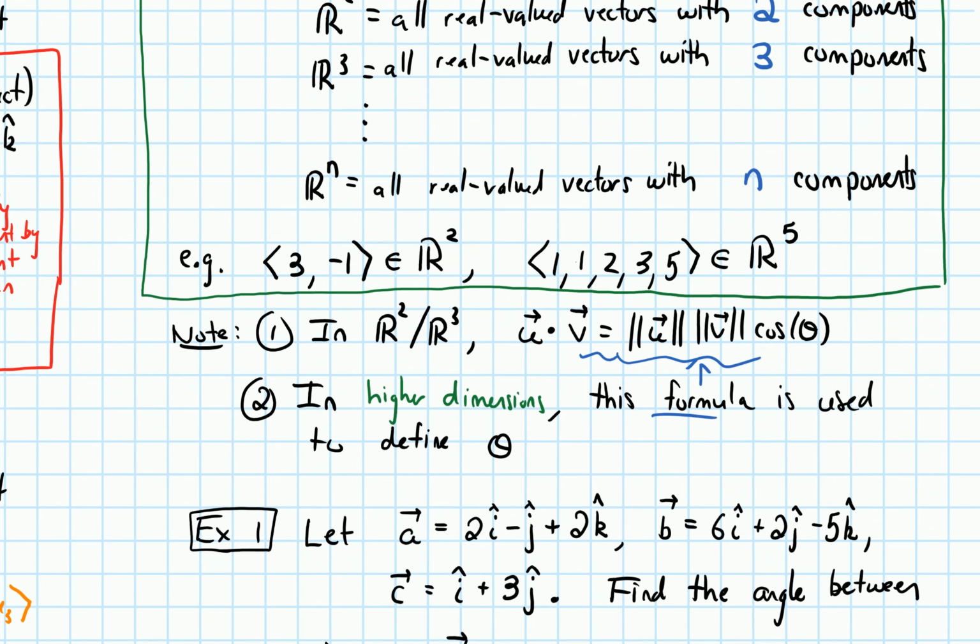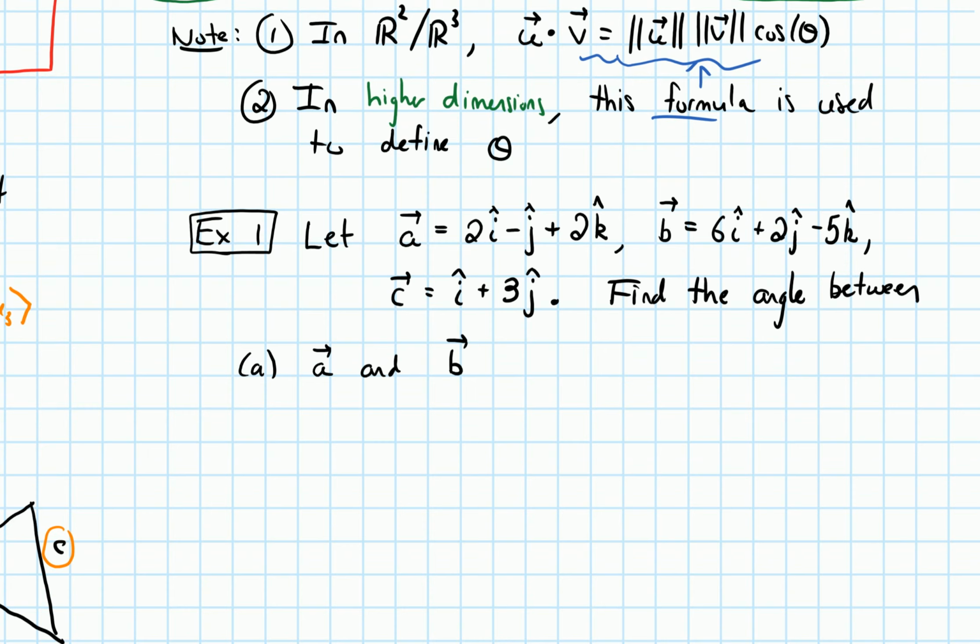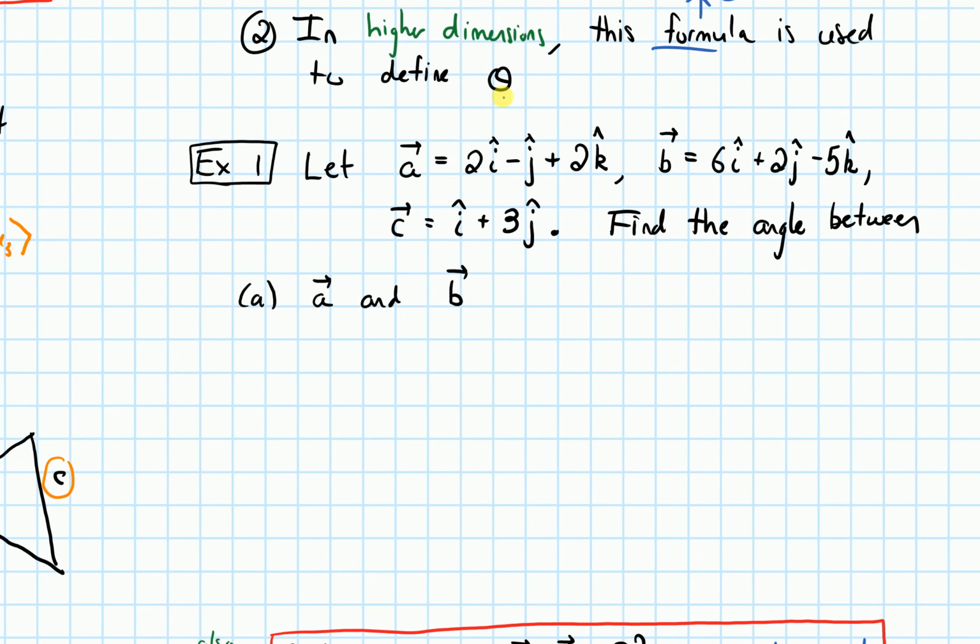All right, so let's look at an example. Let's let A be, so we have these 3 vectors, A, B, and C. First, let's find the angle between the vectors A and B. Because it's talking about finding the angle between 2 vectors, I'm going to use my geometric formula for the dot product. So recall that was A dotted with B equals the length of the vector A times the length of the vector B times cosine of the angle in between.